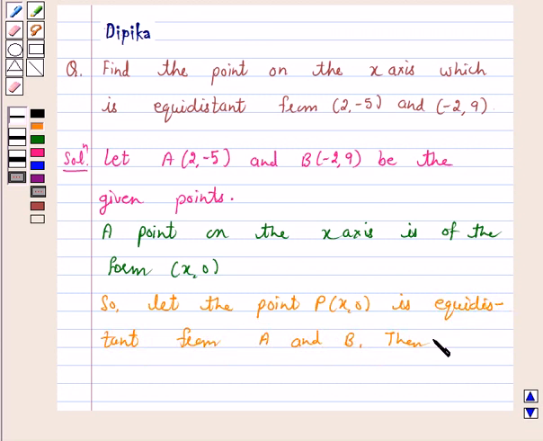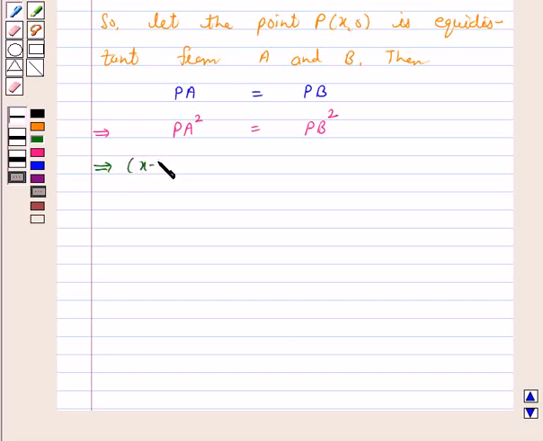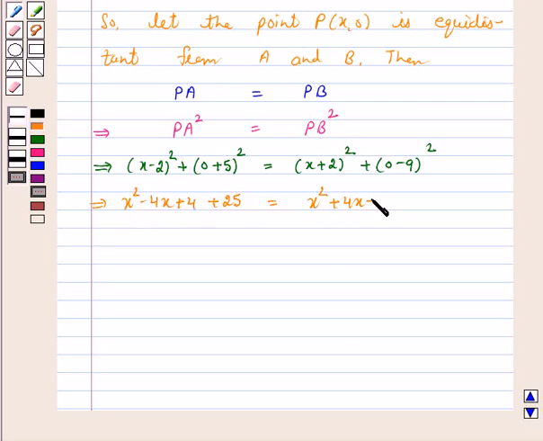Then the distance PA is equal to the distance PB. This implies PA square is equal to PB square. This implies (x - 2) square plus (0 + 5) square is equal to (x + 2) square plus (0 - 9) square. This implies x square minus 4x plus 4 plus 25 is equal to x square plus 4x plus 4 plus 81.